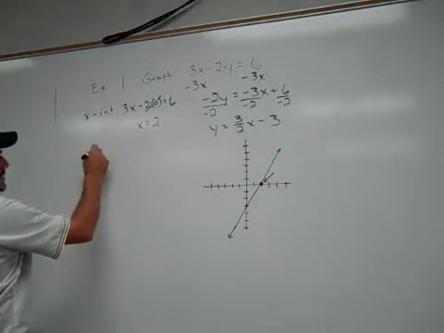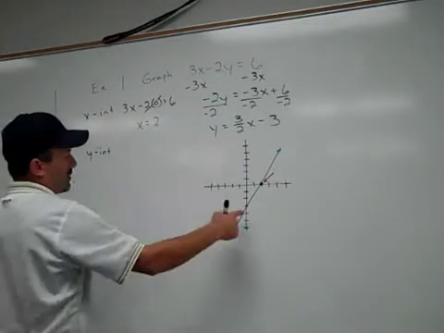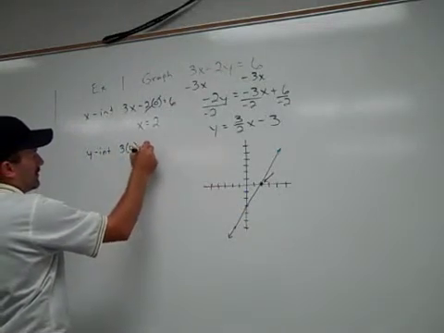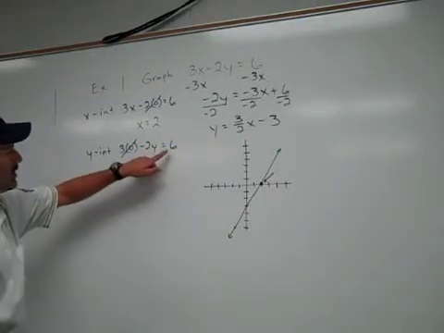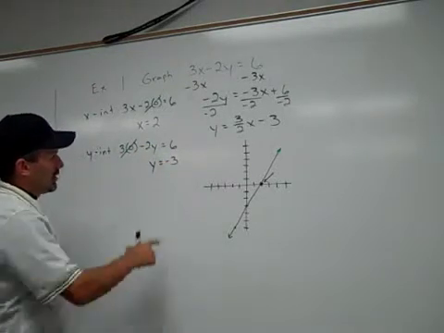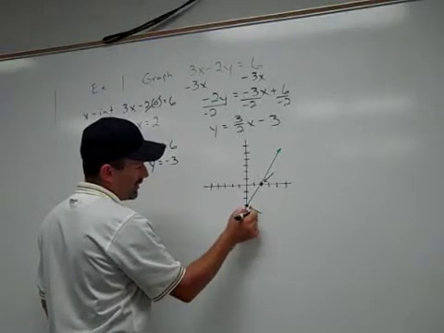The y-intercept always happens when x equals 0. So if we plug in a 0 for x, then this cancels out, and we get negative 2y equals 6, so therefore y equals negative 3. The y-intercept being negative 3, notice that is also a point on our graph right here.